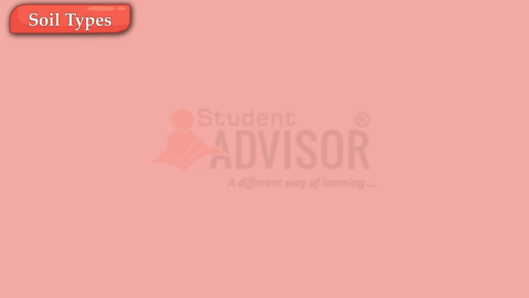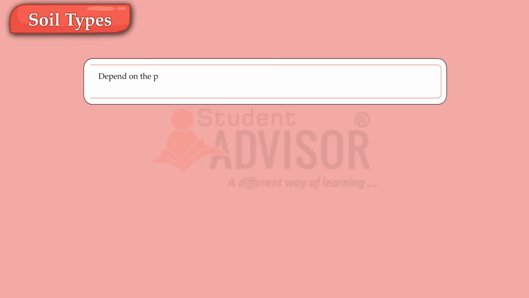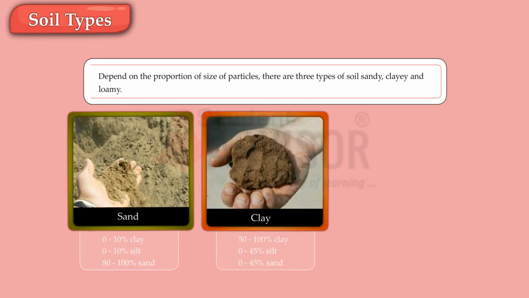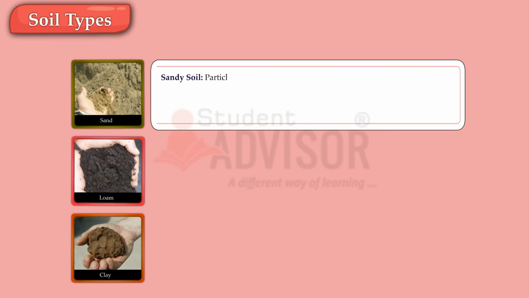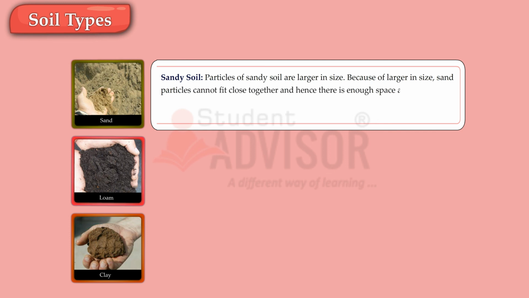Soil types depend on the proportion of size of particles. There are 3 types of soil: sandy, clayey, and loamy. Sandy soil: particles of sandy soil are larger in size. Because they are larger, sand particles cannot fit close together and hence there is enough space among them. These spaces are filled with air. Water drains quickly through sandy soil, so sandy soil is called well aerated, light and dry.